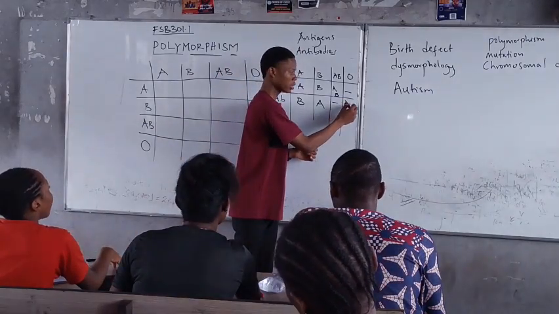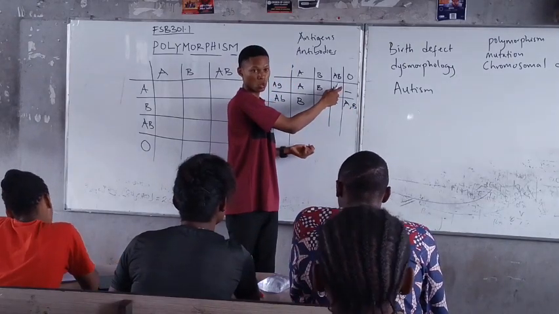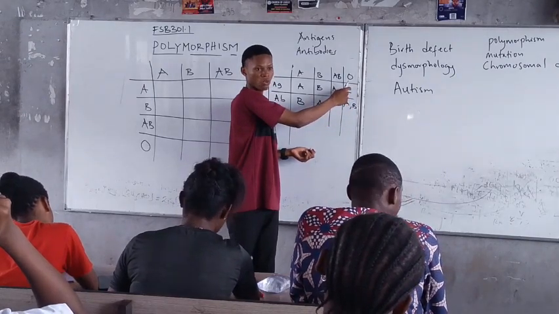A and B, right? This one is antibody A. Is there any antigen A to fight against? Peace will reign. This one is antibody B. Is there any antigen B to fight against?